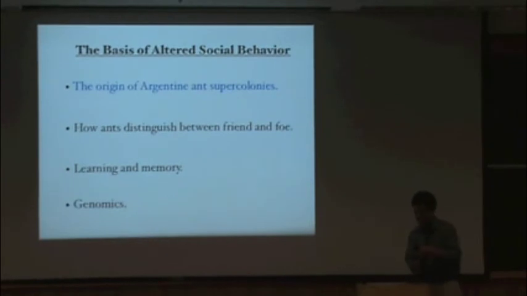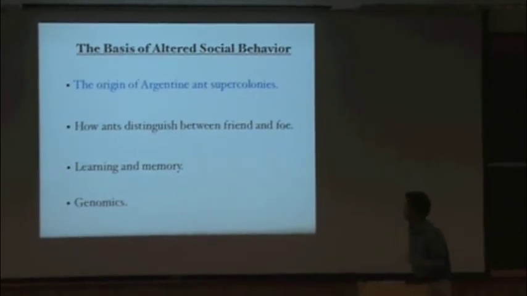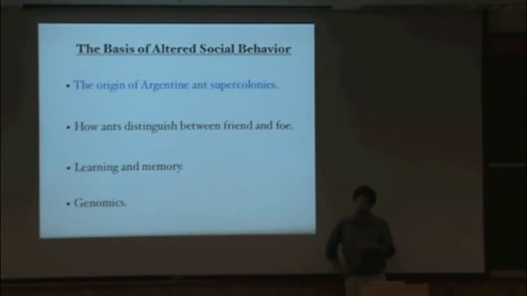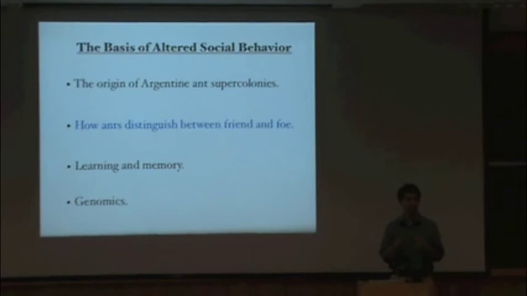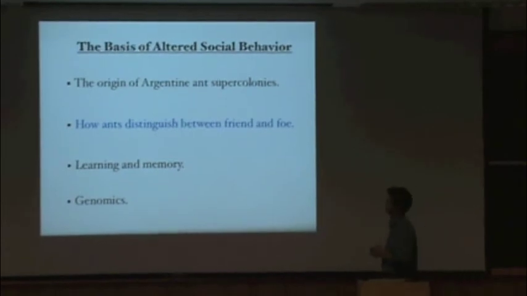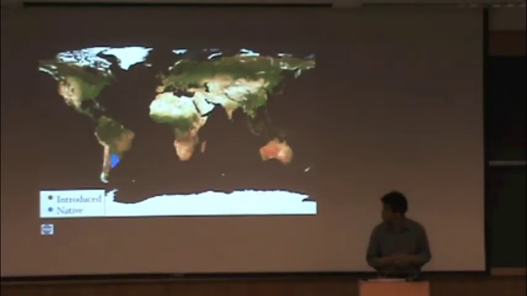All right, so here's a thumbnail sketch of what I'm going to talk about today. I'm going to first talk about the origin of Argentine ant supercolonies, and I'll tell you what a supercolony is in a moment. It's probably exactly what you're thinking it is. And then we'll talk about the specifics of how Argentine ants know who belongs in the supercolony and who doesn't, their nestmate recognition mechanisms. And then I'll talk about some processes of learning and memory, which play into this sociality and supercolony formation. And then if there's time at the end, I'm going to touch on some of the really recent genomic work that we've done that's revealed some additional interesting things about Argentine ant biology.